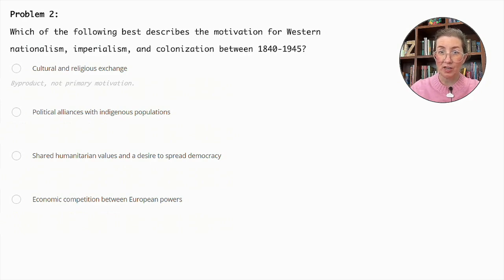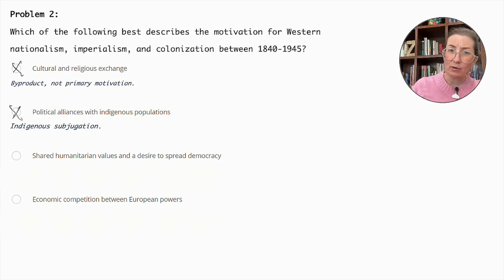Cultural and religious exchange often did occur as a byproduct and not as the primary motivation, so we can cross that out. Political alliances with indigenous populations were not the main goal. In fact, indigenous populations were often subjugated, so we can cross that out as well. Shared humanitarian values and a desire to spread democracy were frequently used as justifications, but they were not the true driving force. So we can eliminate that as well.